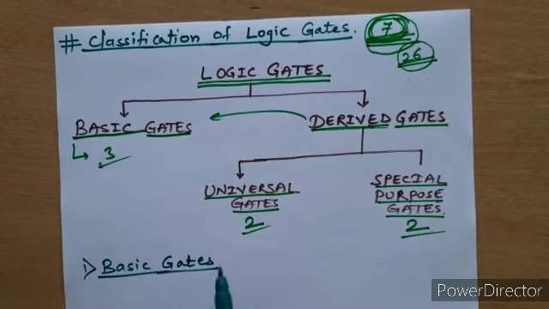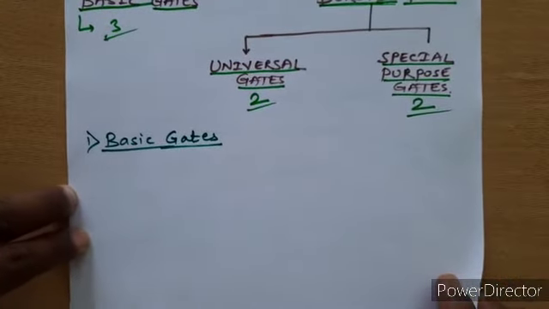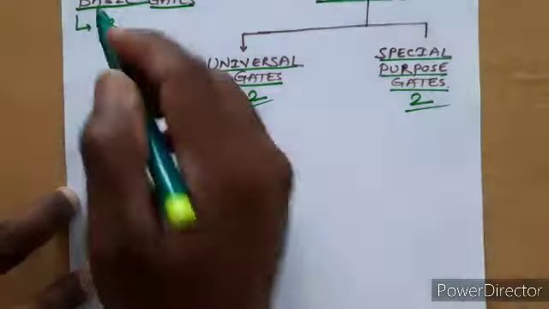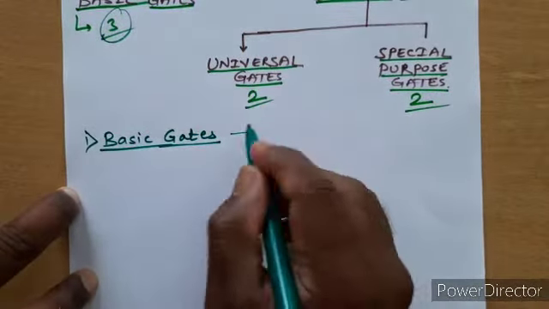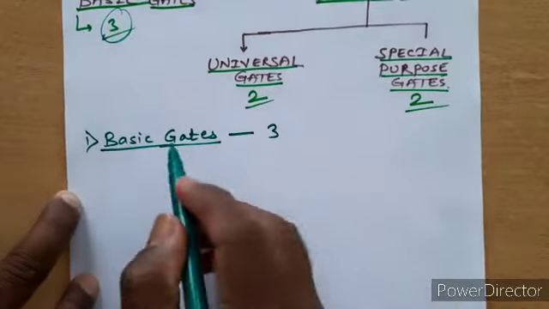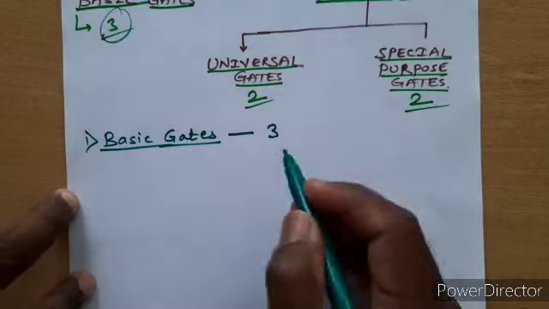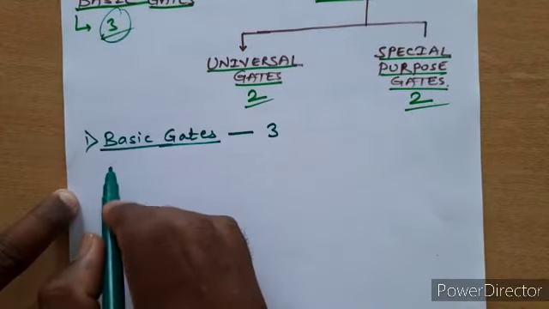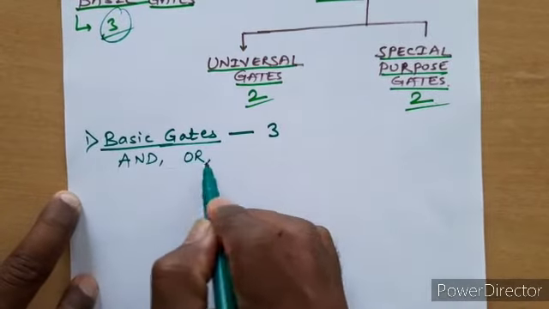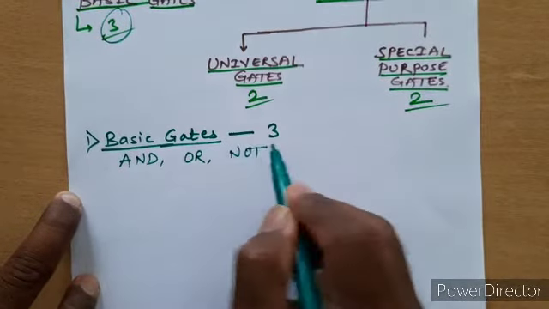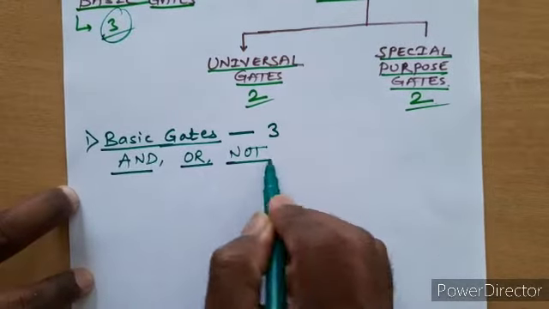I can also say basic logic gates. As I said, we have these 3 logic gates in the basic gate category. These 3 logic gates are called the AND gate, OR gate and NOT gate. AND, OR, NOT.